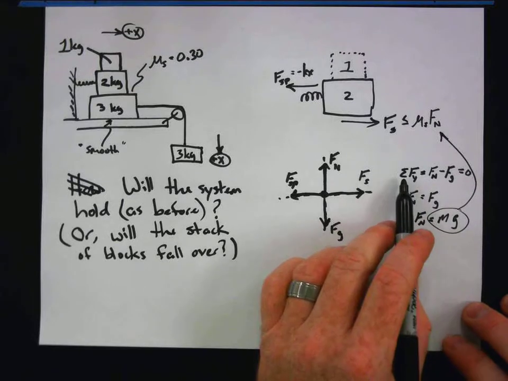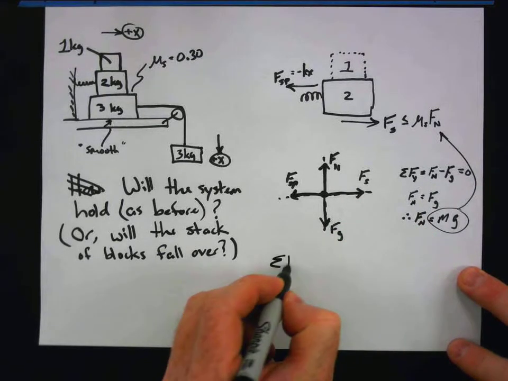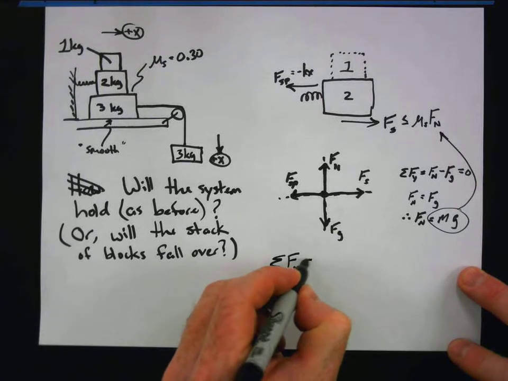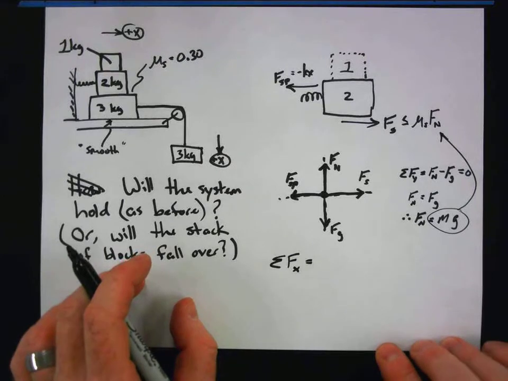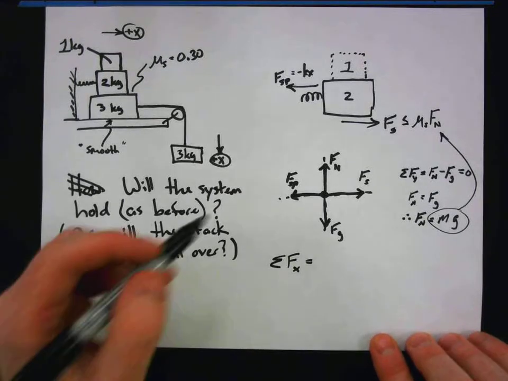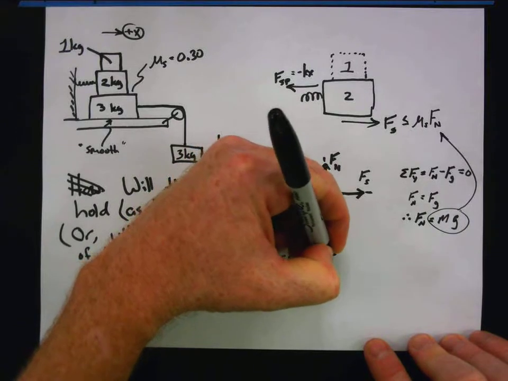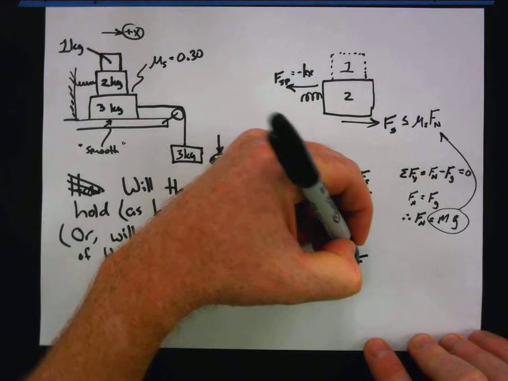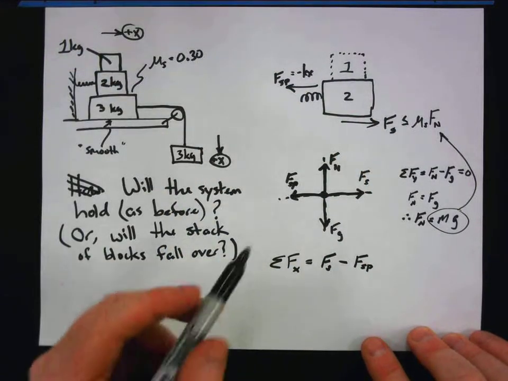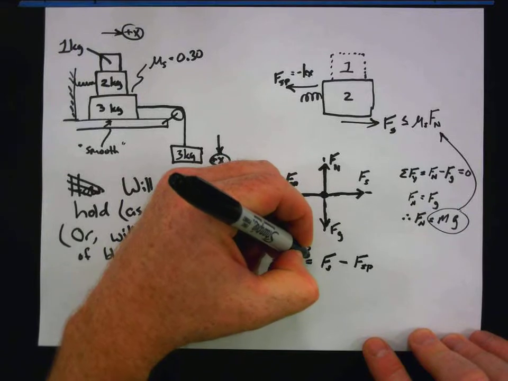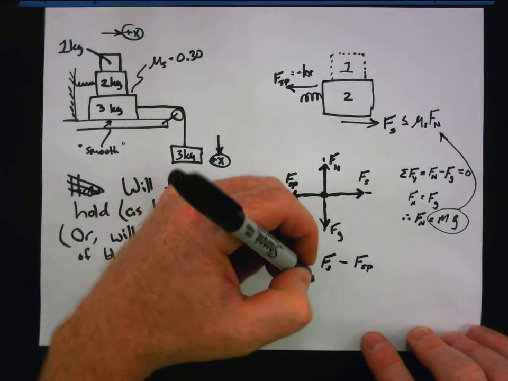This was a sum of forces in the y direction. I'm going to need a sum of forces in the x direction. And I don't really know what's going on here, except I can say, well, the force of static friction is in the positive direction, the spring force is in the negative direction, and I'm kind of questioning whether they're equal. Question mark above that equal sign. All right, well, let's see what happens.